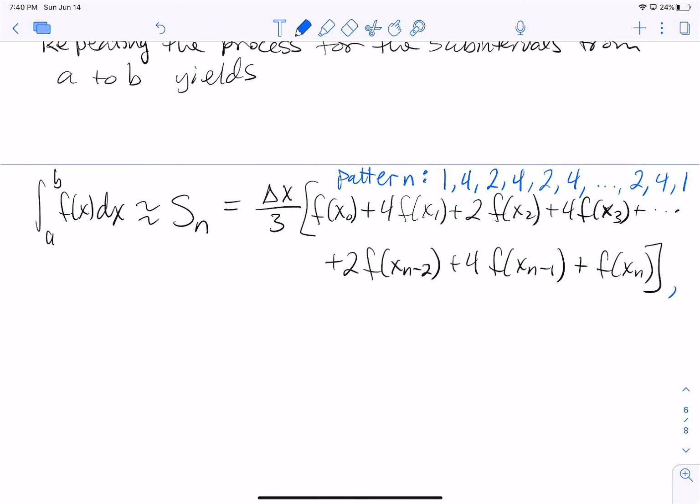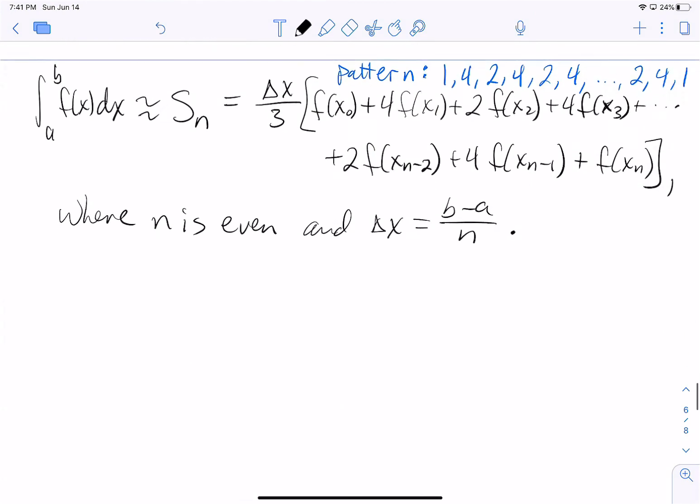Now I'm not done here. We've got to say where n is an even number. So n is even, and delta x is equal to b minus a over n. N has to be an even number for the pattern to work out correctly. If n were odd, we'd end up with like 1, 4, 2, 4, 2, 2, 1. It wouldn't end correctly, so n has to be an even number.